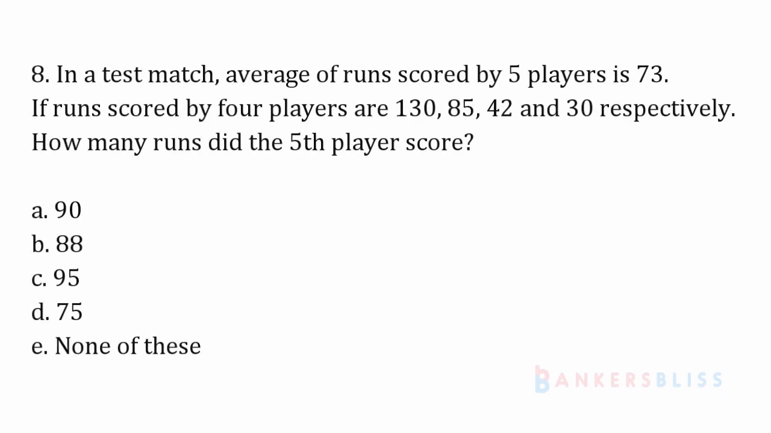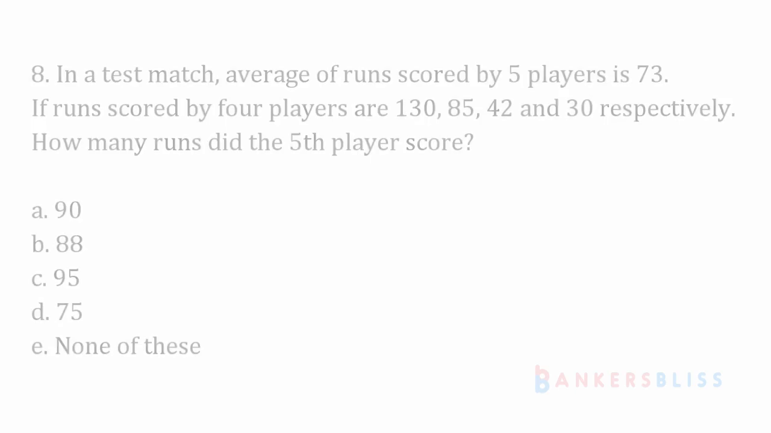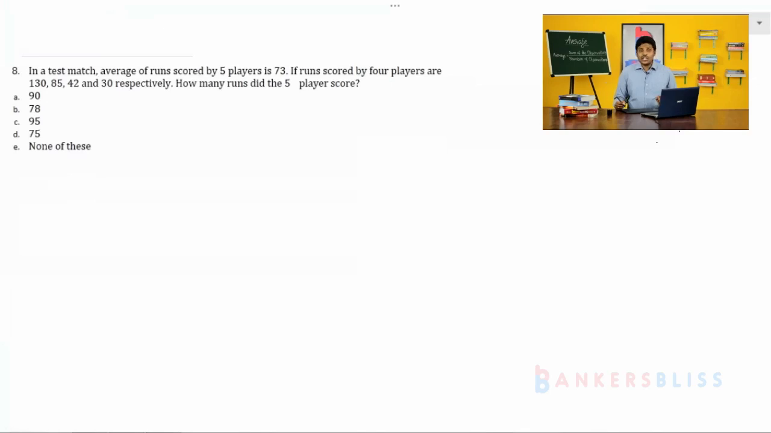Problem number 8. In a test match, the average of runs scored by 5 players is 73. If runs scored by 4 players are 130, 85, 42 and 30 respectively, how many runs did the 5th player score? See here, sharing is very difficult. I have already told you the two methodologies are there.